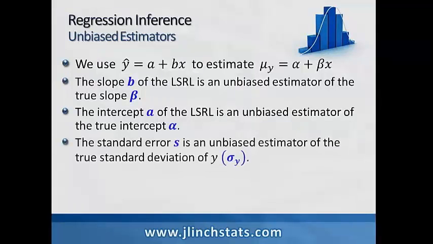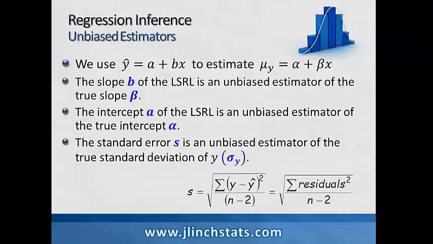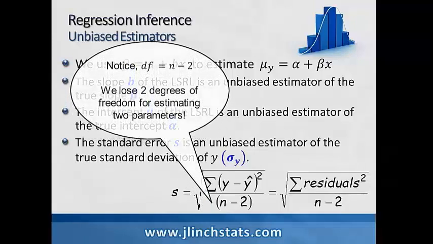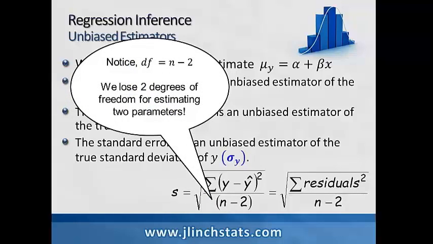Now the standard error s is also an unbiased estimator of the true standard deviation of y. And the formula for the standard deviation of our least squares regression line model can be found by taking the square root of the sum of the squared residuals divided by n minus 2. Notice when we divide by n minus 2, we're basing this on the degrees of freedom for this particular model. The degrees of freedom is equal to n minus 2 since we lose 2 degrees of freedom for estimating both parameters alpha and beta. So when we estimate more than one parameter, we're going to lose an additional degree of freedom. Therefore, the denominator here is going to be n minus 2.